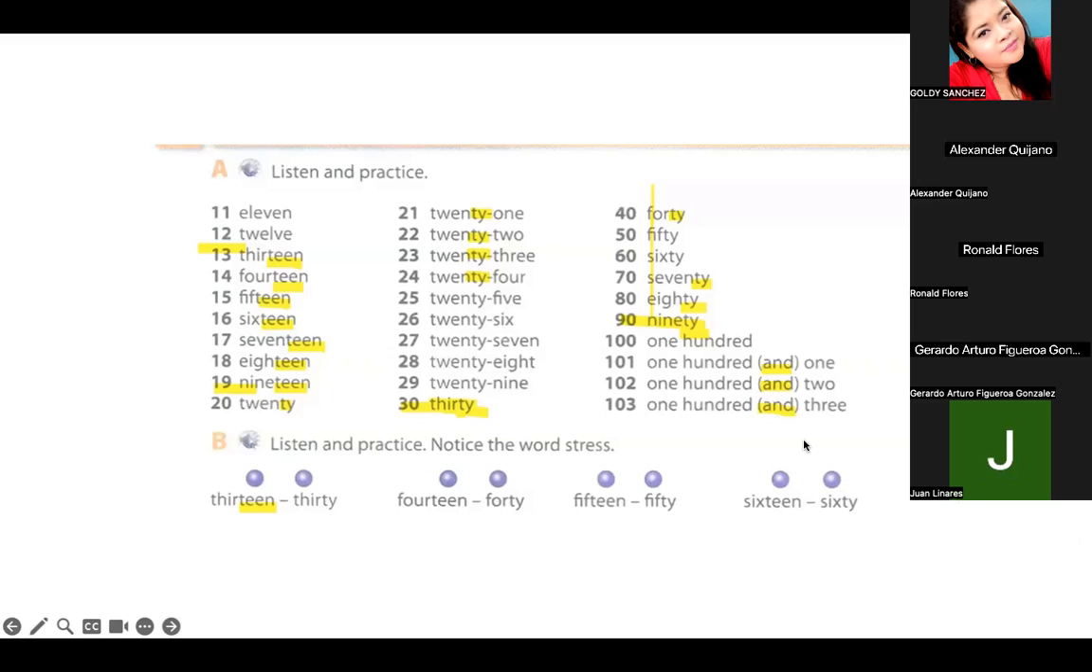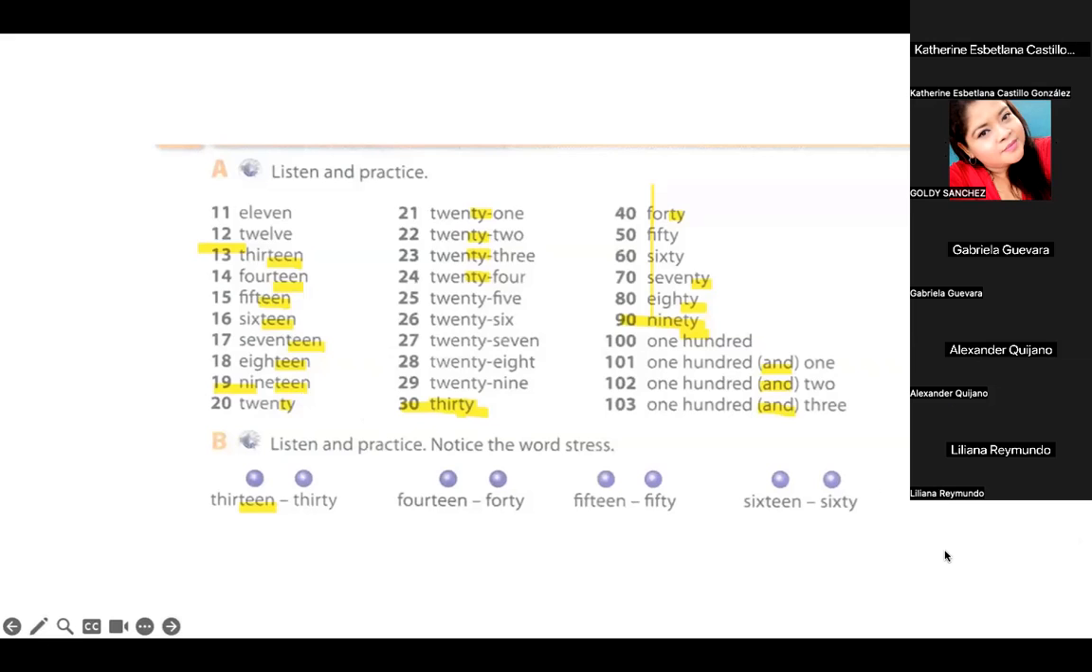Awesome. Who's missing? Se me quedó alguien, creo que Gerardo, right? Gerardo, can you help me with this one? 19. Remember, always remember, la fuerza de voz va en teen. Okay, Liliana, can you help me with this one? Con 25. 25, right? Thank you so much, guys.